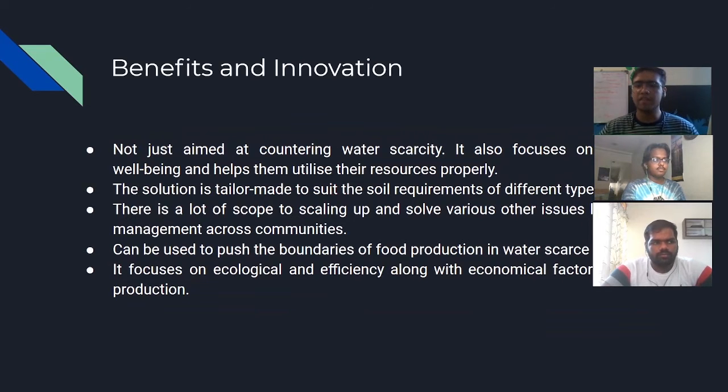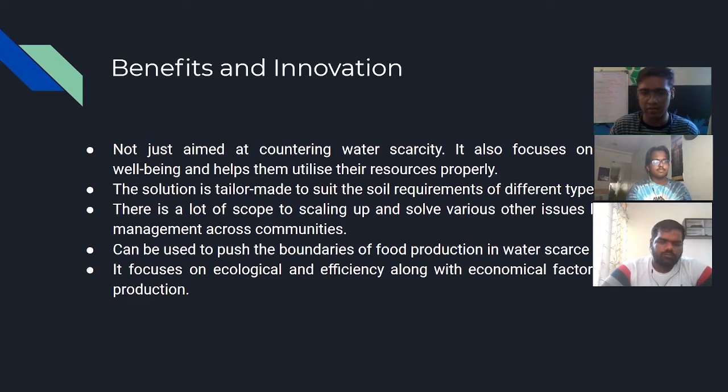So yeah, the benefits and the innovation aspects of it. As we've said before, this is not just aimed at countering water scarcity. It's also about helping the farmers financially and economically. We are talking about efficiency of resources, and at the same time, helping the environment in general. The idea being that with phase 1 and phase 2, you can not only analyze the region but also localize it to the very soil, based on which you can define what crops would be best for that region or best for the farmer at their current financial level.